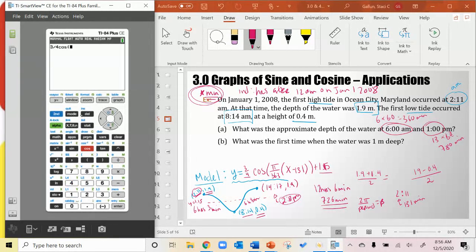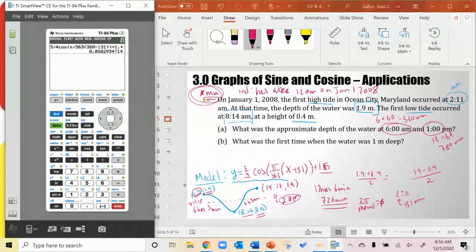3/4 cosine. Oh, I need to make sure I'm in radians. Yep, okay. I worked in radians. If you worked in degrees, you've got to make sure you're in degrees. Pi over 363, in the place of x, I'm putting this time 360, minus 131, close parentheses, plus 1.15.